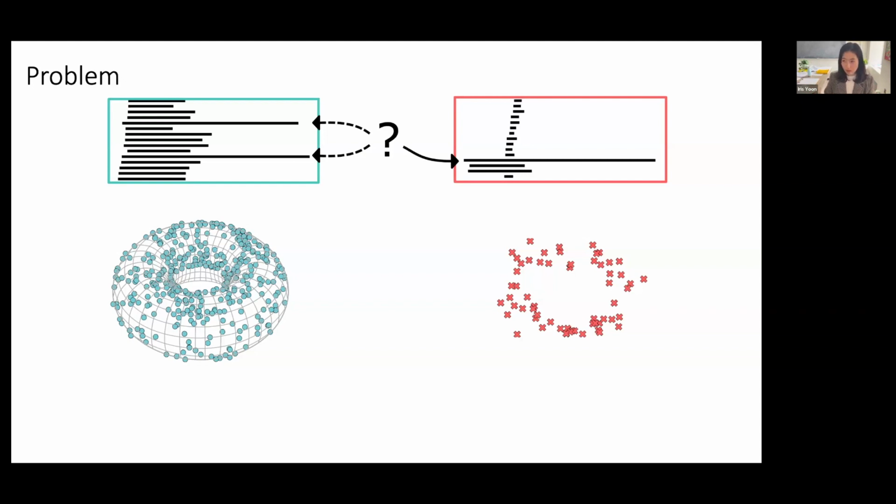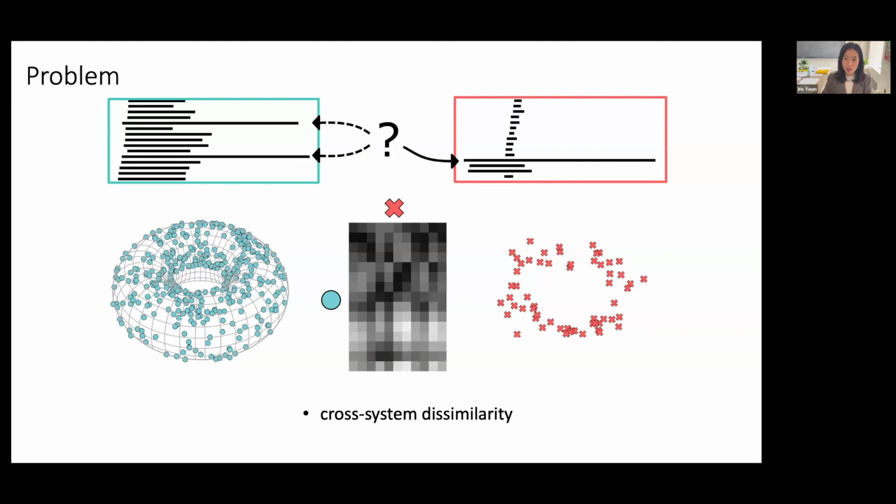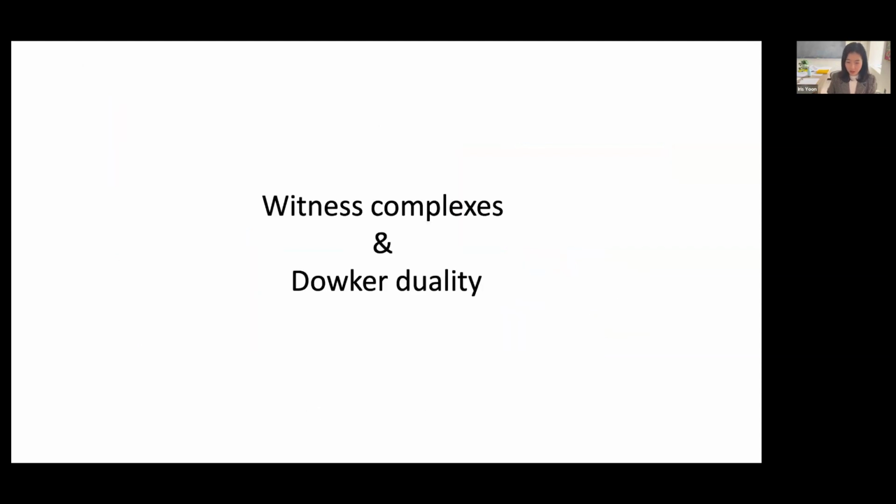So our approach to this problem is, instead of trying to find a common embedding, we're going to use some notion of similarity between the 2 systems. And I will explain how we do this for inherently very distinct systems like stimulus spaces and neural activity. The key construction that we use here are called witness complexes or Dowker complexes. So let me give a very brief reminder of what these complexes are.